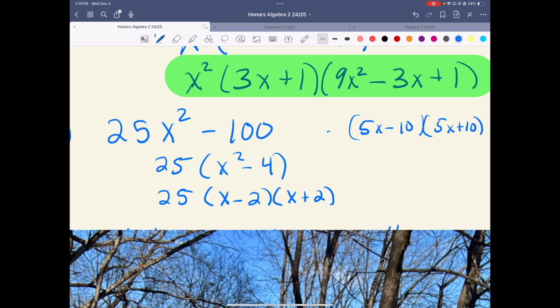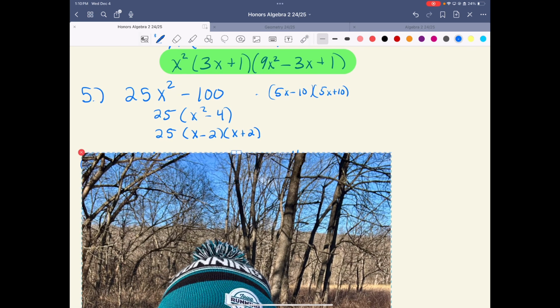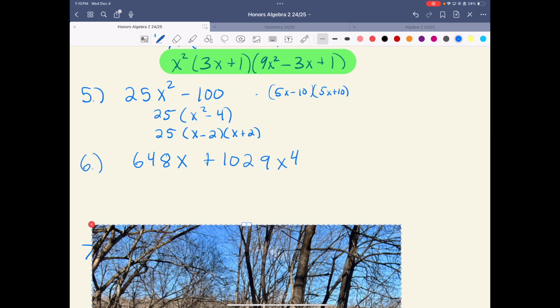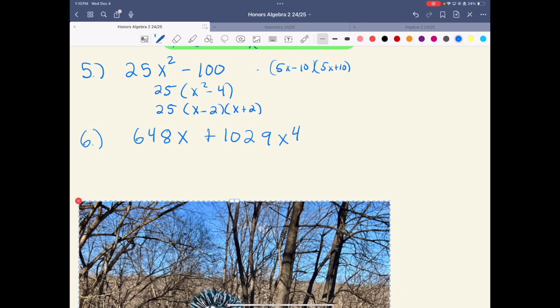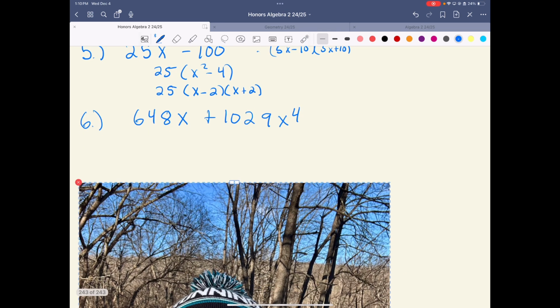Now, if I would have taken out the GCF and the results in here wouldn't have been perfect squares, I would have just done this. I don't know if that ever happened, but it could, I guess. All right, let's make them more fun.